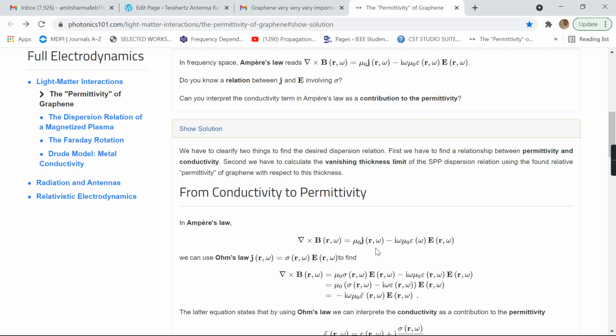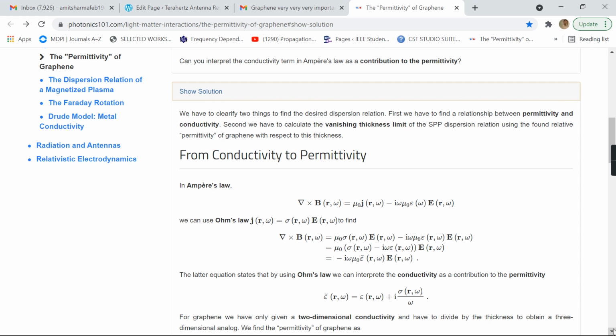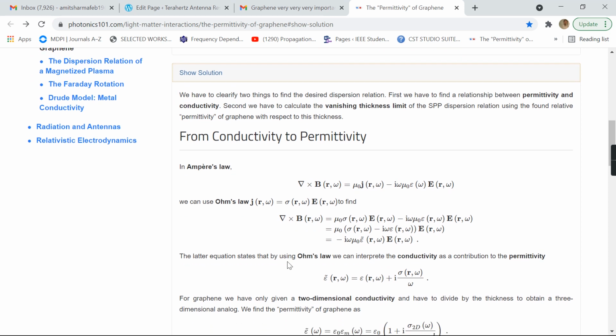Here, as we can see, they have replaced J by sigma into E, and in the next step they have taken E common, and mu naught also common. In the other step they have taken minus i omega common. So overall they have taken minus i omega mu naught into E r omega as common, and the remaining term they have expressed as epsilon dash r omega. Now they are making it equivalent as epsilon dash r omega equals epsilon r omega plus i sigma r omega by omega.